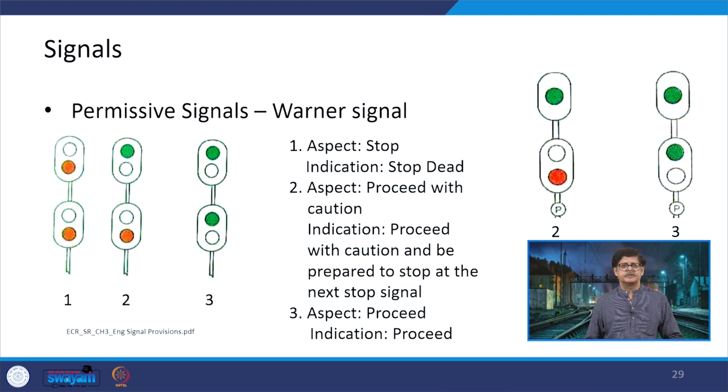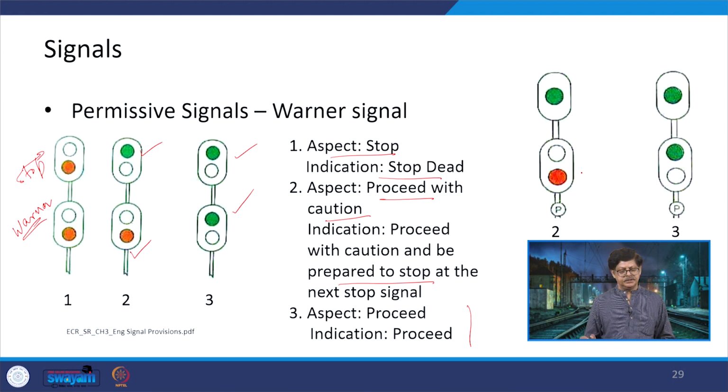Here the light system has been shown instead of the semaphore system. So, light color aspects are being talked about. So, you can see the combinations again. This is the main stop signal and the Warner signal has been provided at the bottom of it at some distance. So, if both are showing red, it says aspect is stop and stop dead. If it is a case of green in the stop and red here, it says proceed with caution and be ready to stop at the next stop signal, and in case both are green, then it is proceed and proceed.